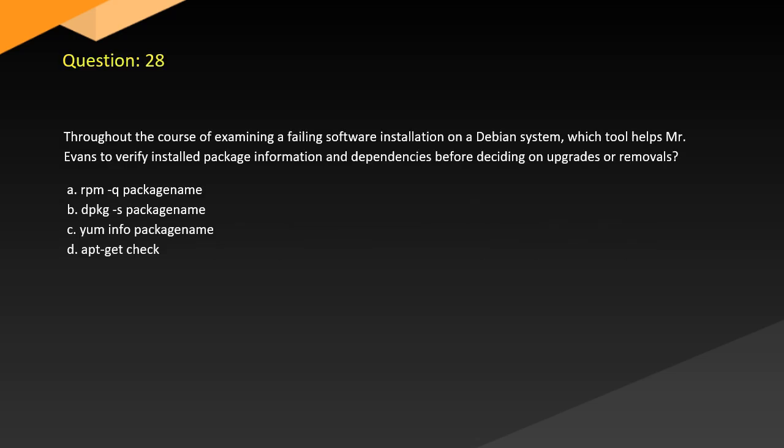Question 28. While examining a failing software installation on a Debian system, which tool helps an administrator verify installed package information and dependencies before deciding on upgrades or removals? A. rpm -q package-name. B. dpkg -s package-name. C. yum info package-name. D. apt-get check.